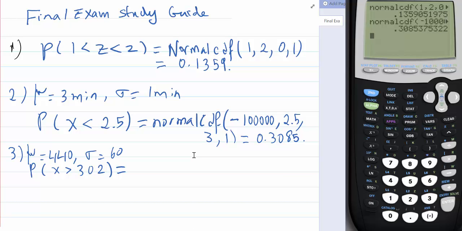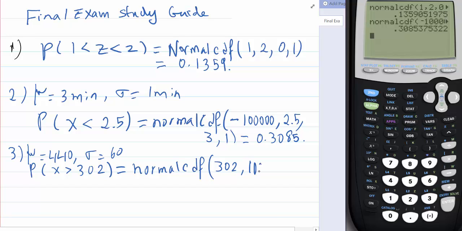Okay, so the mean is 440, sigma is 60, and we need the probability of x greater than 302. So it is a normal CDF again. Okay, the lower bound is the lowest value of x. Well, x must be bigger than 302, so the lowest value it can take is a little bit more than 302. So we start with 302. Upper, anything bigger than 302, but you have to go as high as you can. I'm going to use a million here. Mean is 440, and standard deviation is 60, and close.